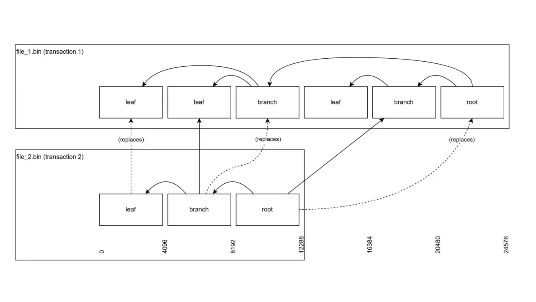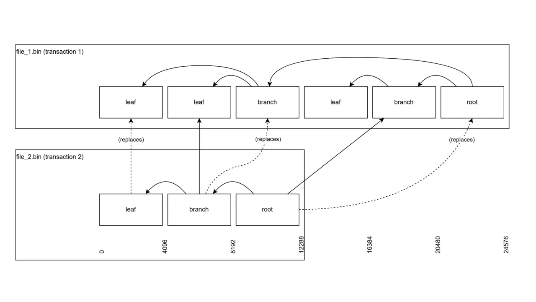In the box at the top is a file with the first transaction in, and in that transaction there are a number of inserts into the tree, and this is sort of stylized, but in that box first you can see there are some leaf nodes and a couple of branch nodes and a root, and this is the first transaction.